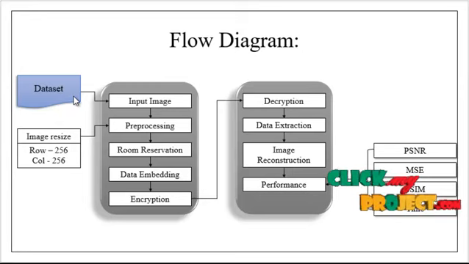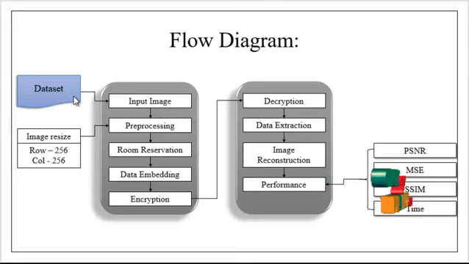After the pre-processing, room reservation is carried out to separate the image into four blocks. The first block is the first room, the second block is the second room, the third block is the third room, and the fourth block is the fourth room. Likewise, it will segregate the image into four patches. Those rooms will be created automatically. After the room reservation, data embedding is carried out to embed the corresponding text data into the image.